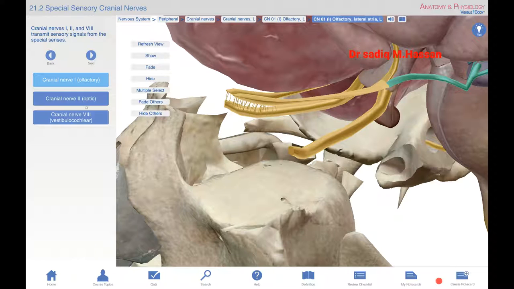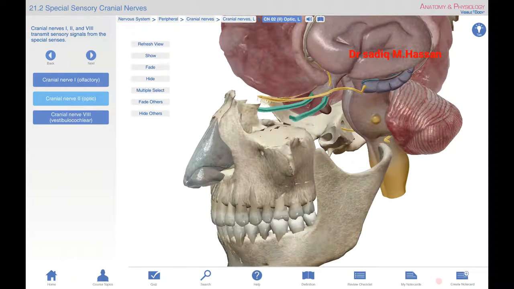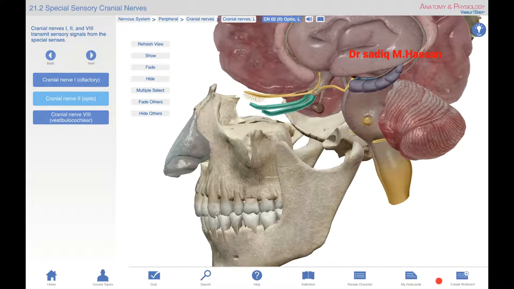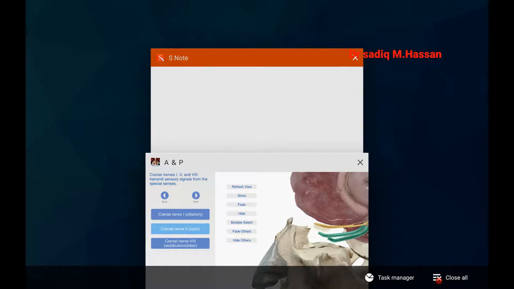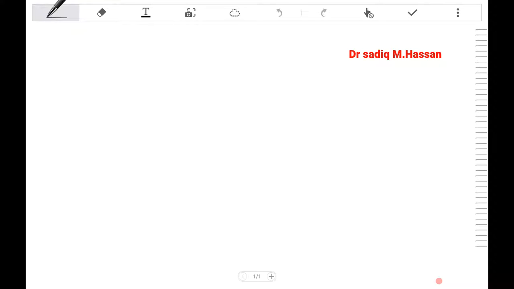And number 2, this is the optic nerve. Let us see, this is the optic nerve. Yes, the optic nerve. It's very, very complicated. We will see it later. But let me draw a little bit. I'm not good with drawings, but I will try my best. So let us say this is the eyeball, this one eyeball, and this one eyeball.